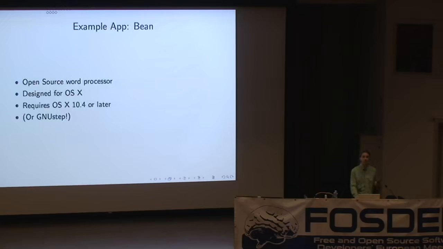So I just want to give you a few examples of that. This is Bean, a word processor that was written for OS X. It requires 10.4 or later. It uses some newer APIs. It was never written as a portable application. It was written as an OS X word processor. And it now works on GNU Step.